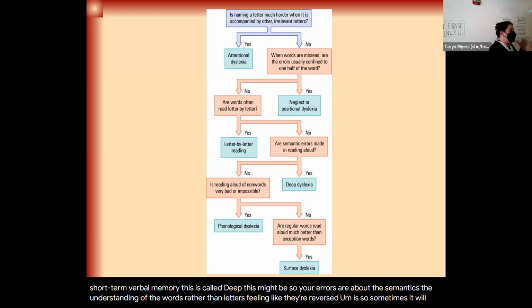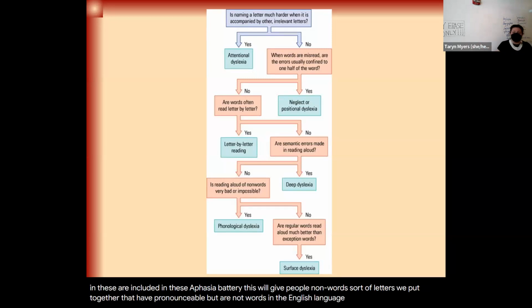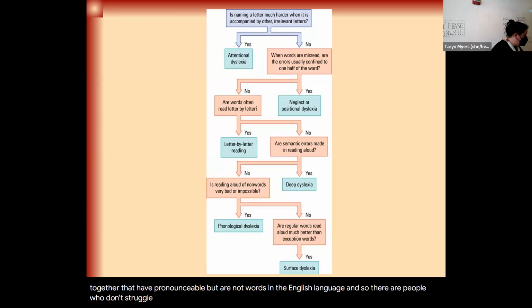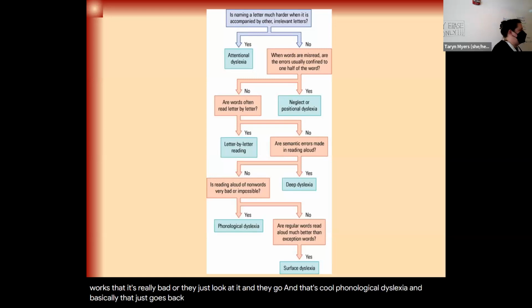So sometimes what we'll do, and these are included in these aphasia batteries, is we'll give people non-words, letters we put together that are pronounceable, but are not words in the English language. There are people who don't struggle with any of the other things we've talked about, but struggle with reading these non-words. It's really bad, or they just look at it and go, I can't read that. That's called phonological dyslexia, and basically that just goes back to the same root as phonics. You can't sound something out that's not a word.